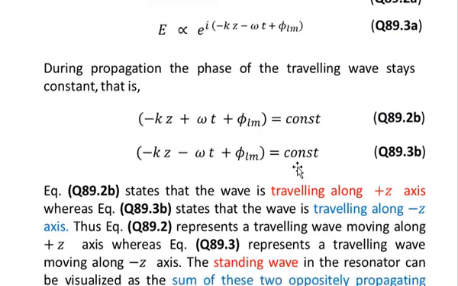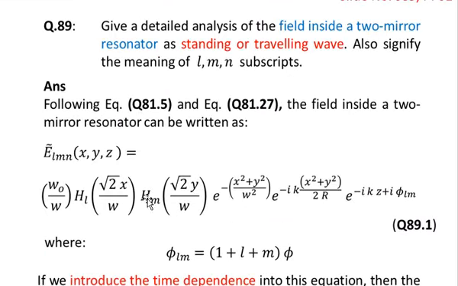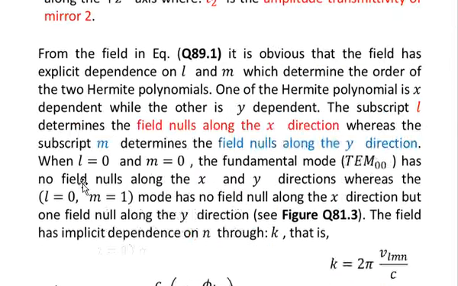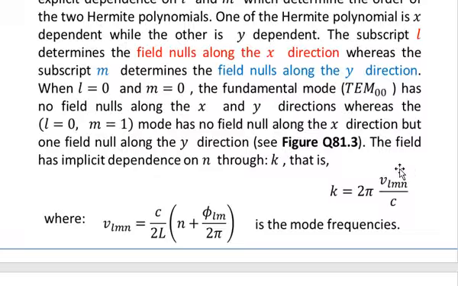Because you know that in equation number 1, if you see, then you see that N is not appearing explicitly in equation number 1. It means that E prime has a dependence on N, but in some implicit way. And this is what we are going to now explain. The field has implicit dependence on N through the wave number K. That is K is equal to 2 pi into nu LMN over C, where nu LMN is the resonance frequency.